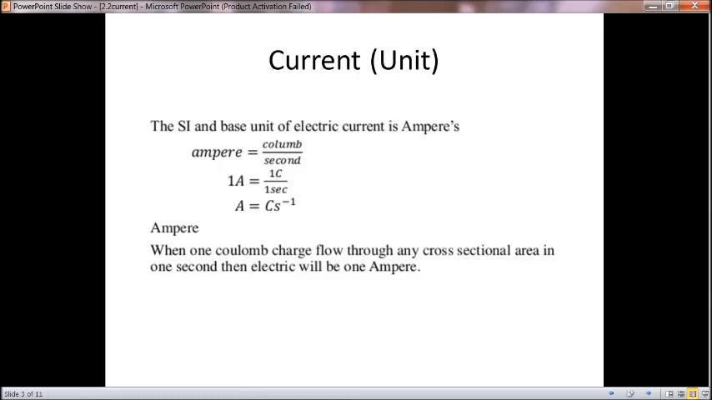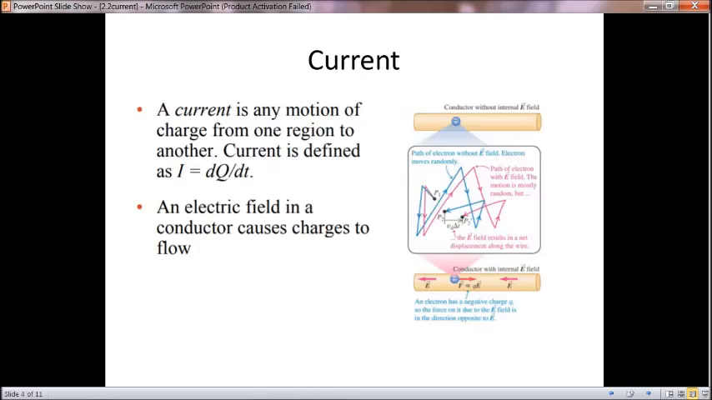The SI base unit of electric current is the ampere. 1 ampere is equal to 1 coulomb per second. So ampere can be defined as A is equal to coulomb per second. That is, when 1 coulomb of charge flows through any cross-sectional area in 1 second, then the electric current will be 1 ampere. Right, this is the unit for current.